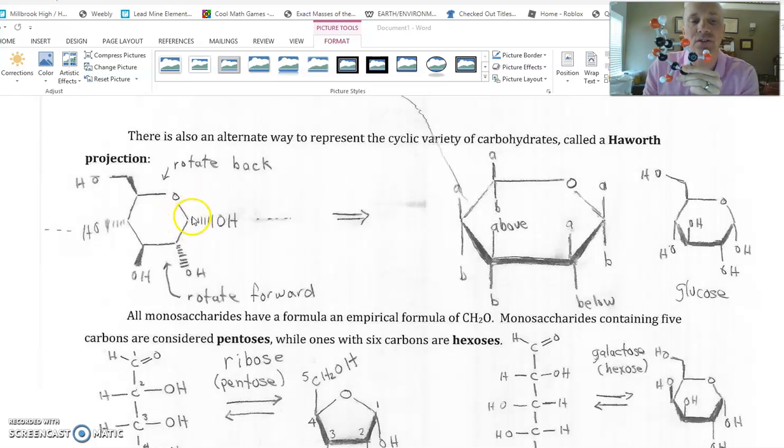All right, notice in this version, I mentioned before that for this to be glucose, this hydroxyl right here at this position could either be going forwards or backwards. Notice here I've just drawn it going backwards. So this would actually be what's considered the alpha version of glucose.